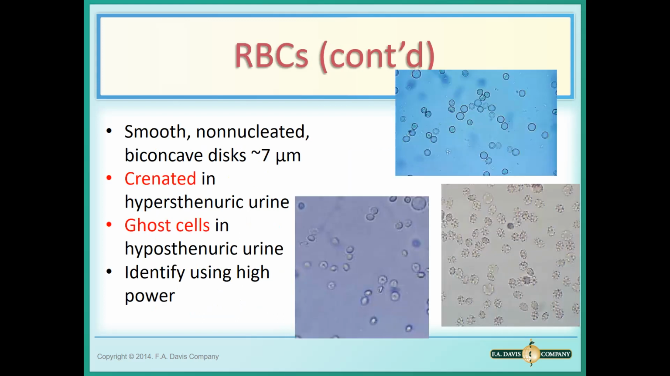Red blood cells are about 7 micrometers in size. We talked about crenated cells, those ones that get the little prickly thorns on the outside, and we see those in hypersthenuric urines. The water rushes out of the cell, squeezes them up like a raisin, and you get these kind of oddball shapes. Here's a typical red blood cell, nice and round.